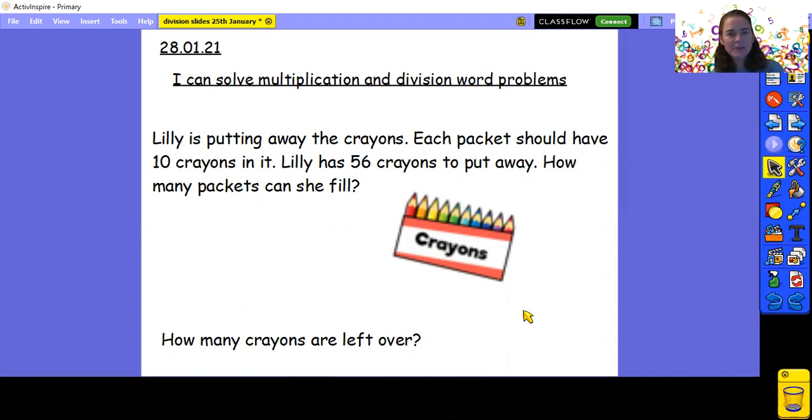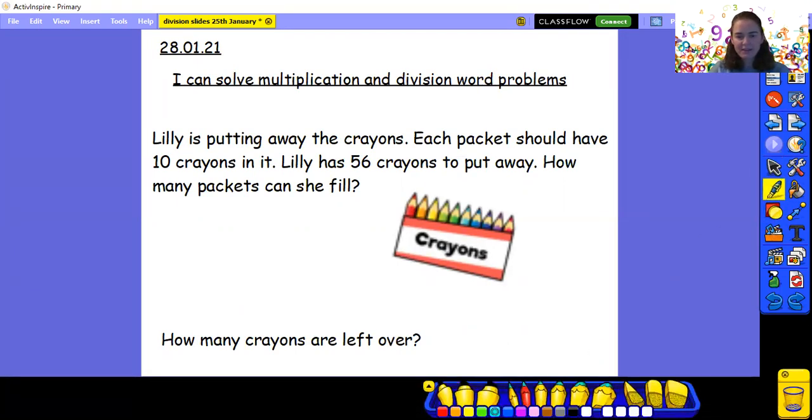Okay, so it says Lily is putting away the crayons. Each packet should have 10 crayons in it. So that's an important piece of information, isn't it? Let's highlight that. So we're grouping into equal groups of 10. Lily has 56 crayons to put away. Okay, so that is another important number. So we've got 56 as our total number of crayons, and she's going to put them away in packets of 10. How many packets can she fill? How many crayons are left over?